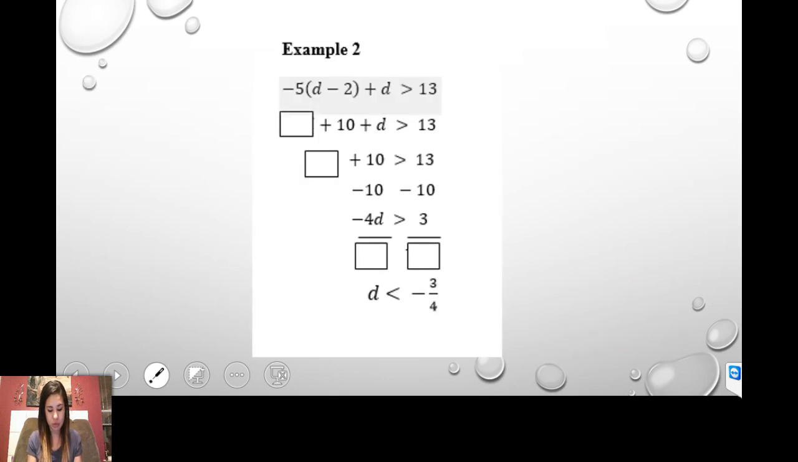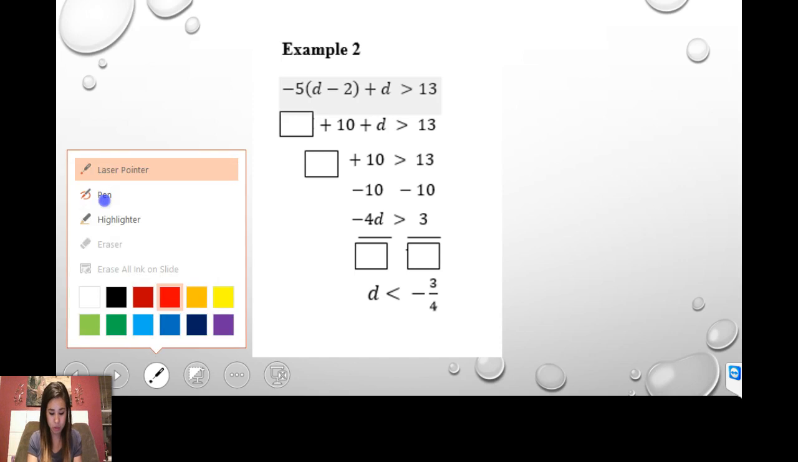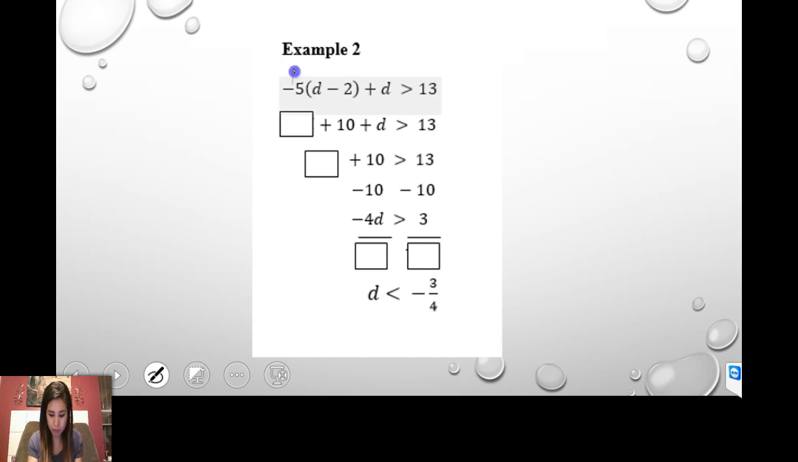In example 2, we have some distribution, so we're combining everything we've learned so far. Now we need to remember how to distribute. Our first thing is to distribute the negative 5. So negative 5 times d is going to give me negative 5d. And then plus 10, because negative 5 times negative 2 gives you positive 10.